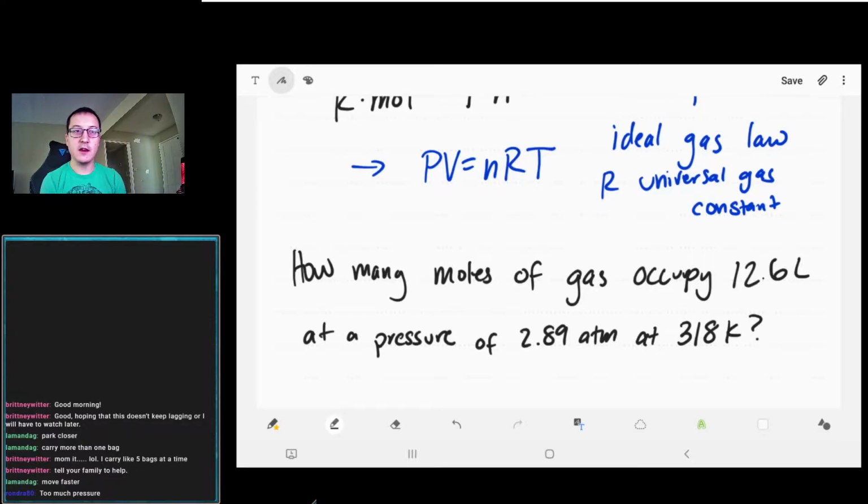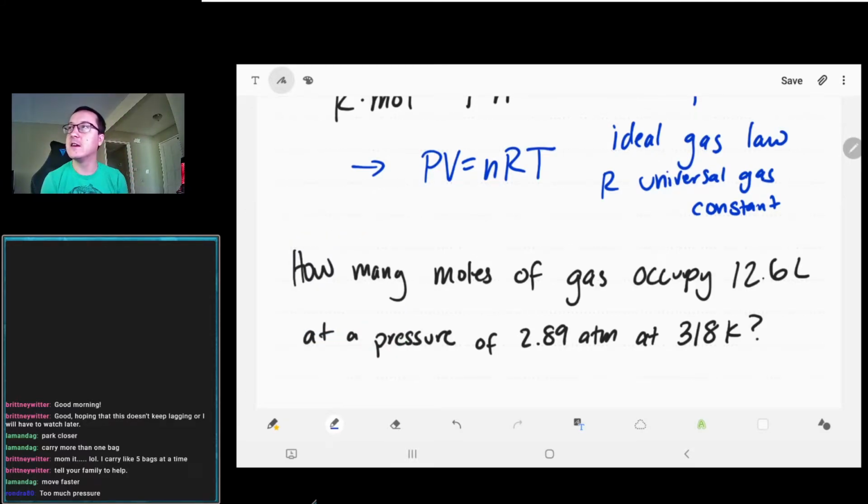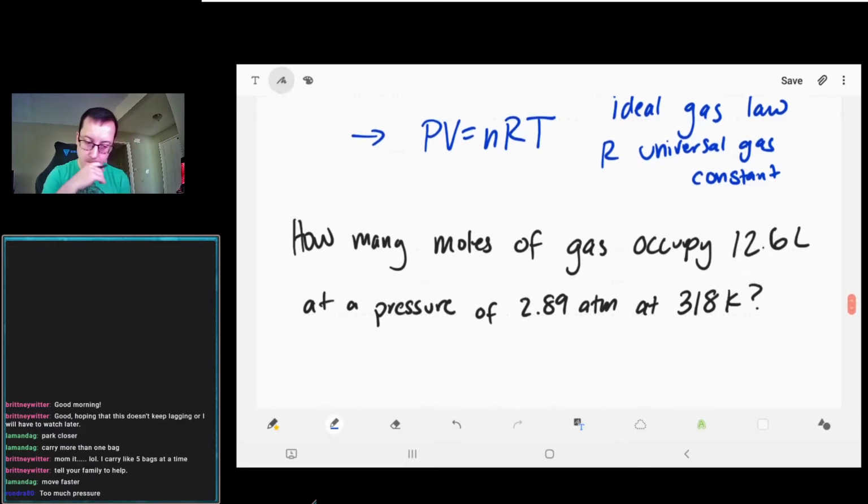So if Brittany has not been kicked out due to lag, what do these quantities represent? What's that first number? 12.6 liters. Which of our letters for our ideal gas law is 12.6? Okay, it's possible she was kicked out or just had lag and decided to watch it later.